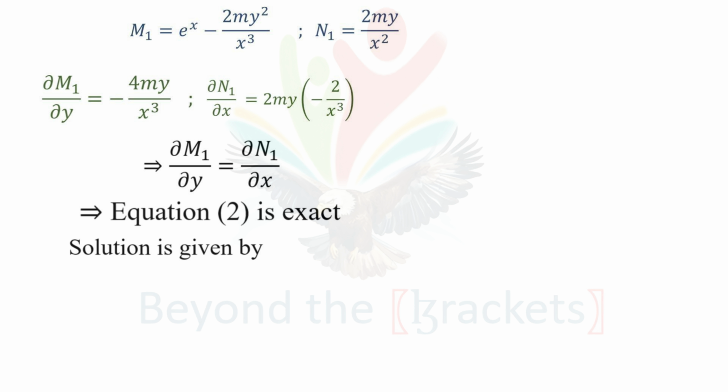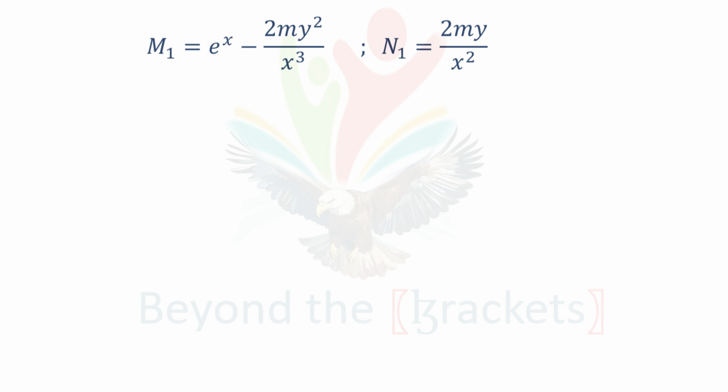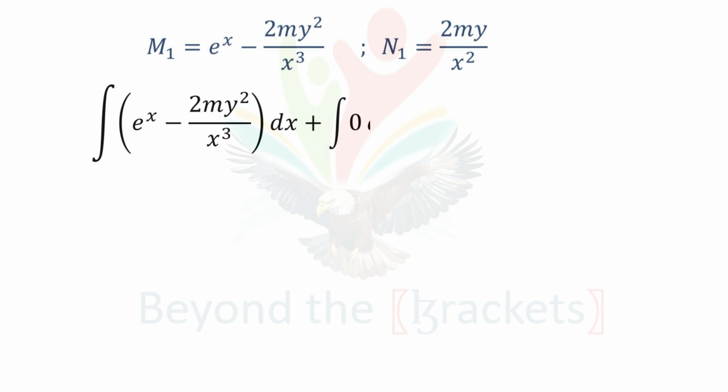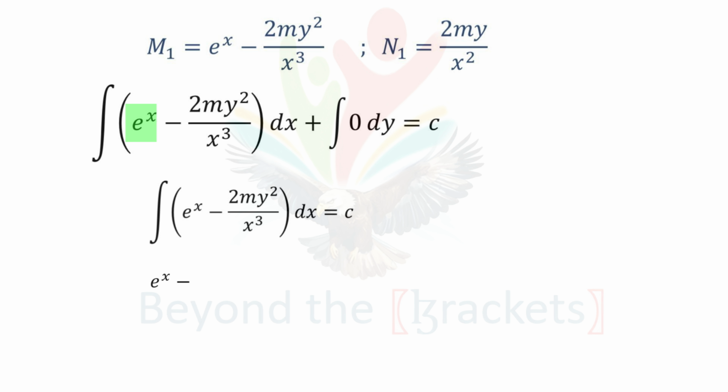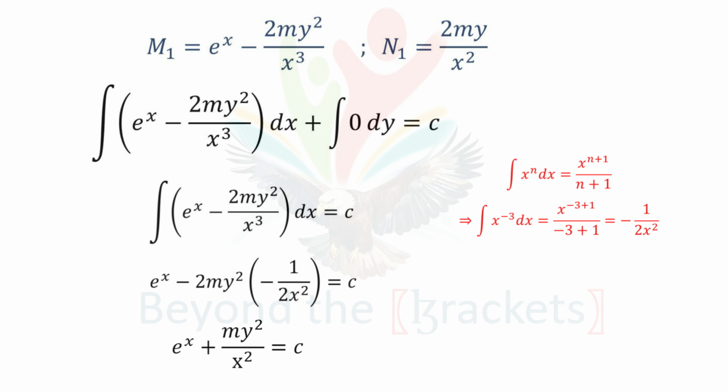Solution is given by integral m1 dx treating y as constant plus integral n1 dy considering the terms free from x is equal to c. Substituting m1 in the first integral, we observe that there is no term in n1 that is free from x, so second integral becomes 0. Integrating the first integral with respect to x, we get integration of e power x as e power x minus 2my square will be constant, integration of x power minus 3 will be minus 1 by 2x square, which brings us to the end of this question.